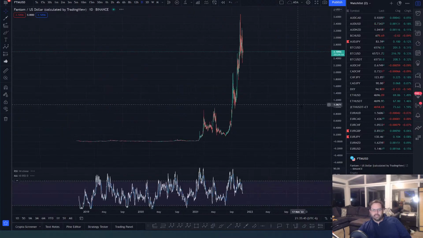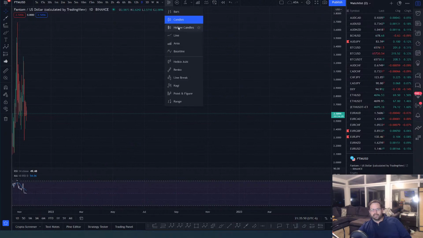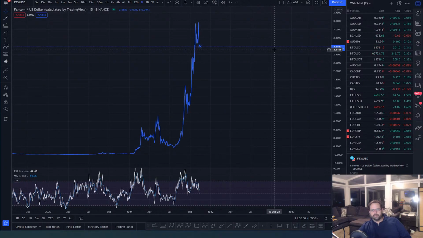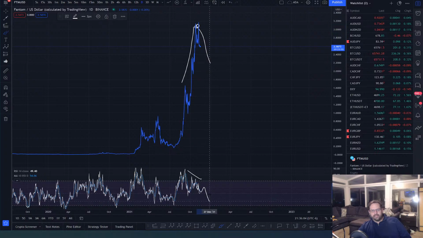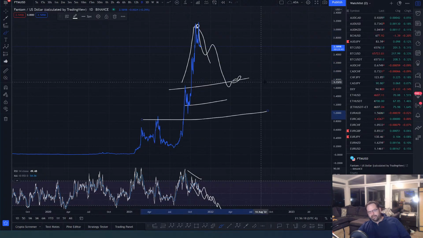Let's look at it on the daily. See what the line chart shows me. Yeah, seeing this divergence down here is pretty powerful. So this is probably the top here. We're going to get on the daily a deeper correction. I would wait to buy Phantom again until the daily makes its way back down here to oversold, somewhere in this range, even all the way down here potentially.